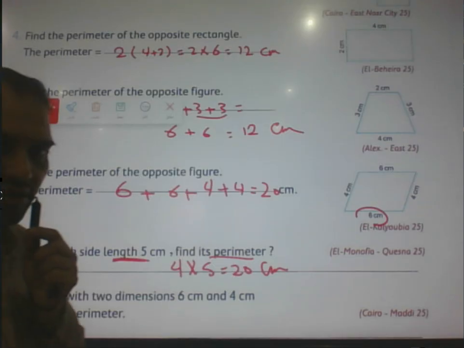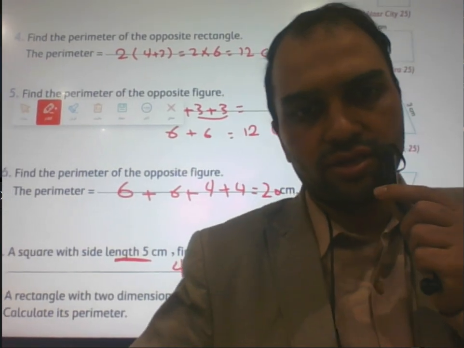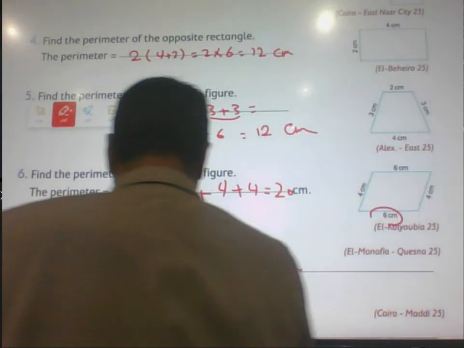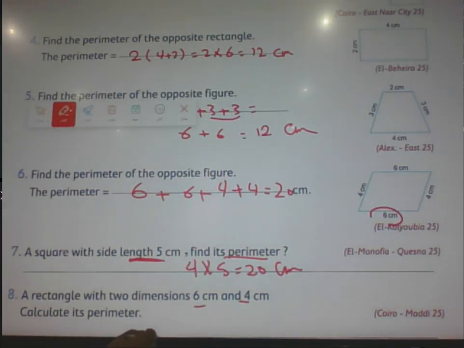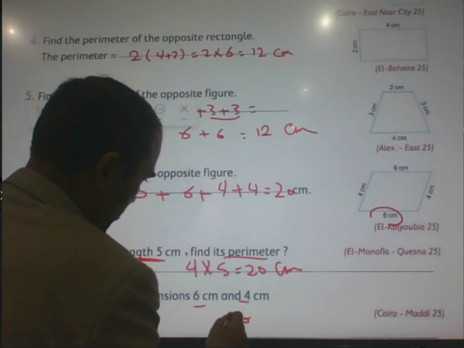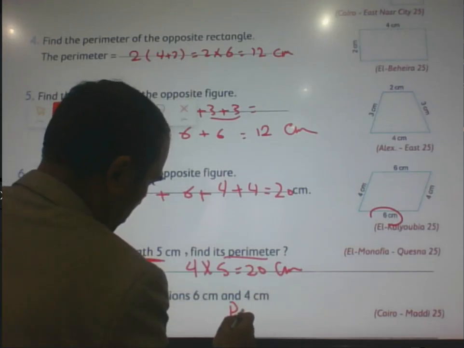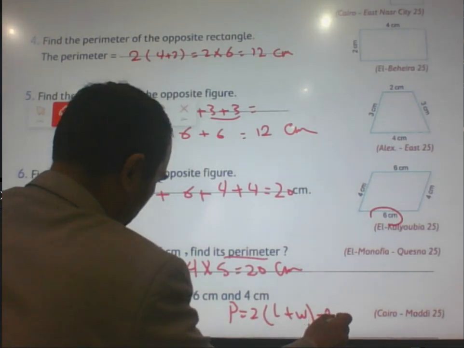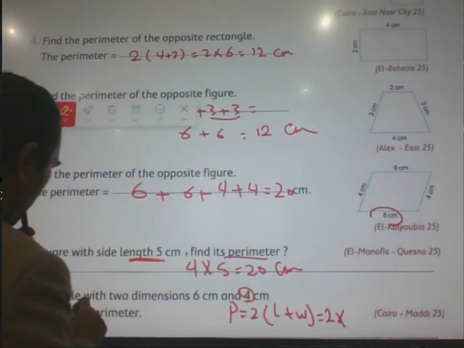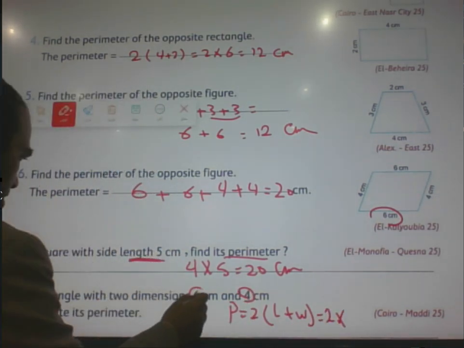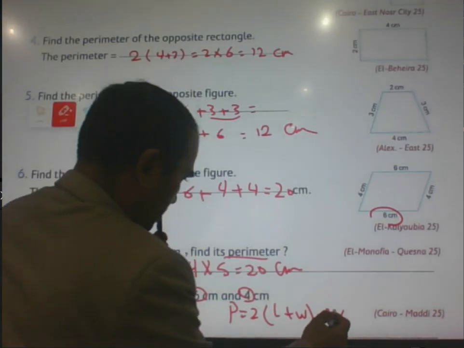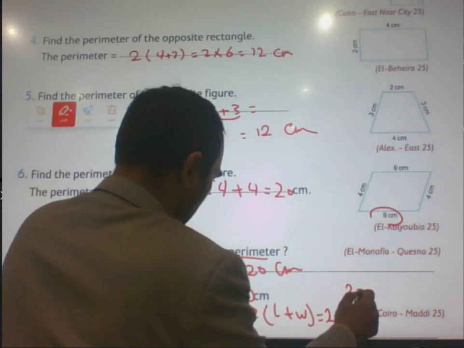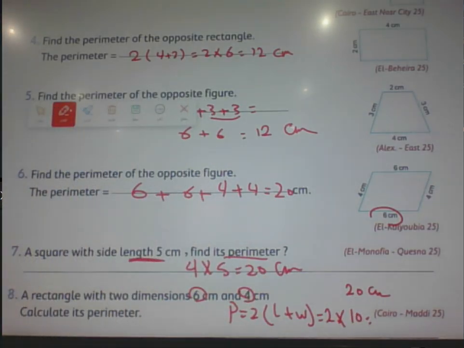Next question down here, rectangle. Look here, number 8. A rectangle with 2 dimensions 6 and 4. Calculate the perimeter. The perimeter is twice the length plus width. We can add 4 and 6. 6 plus 4 equals 10. 10 times 2 equals 20 centimeters. It's the perimeter of this rectangle.